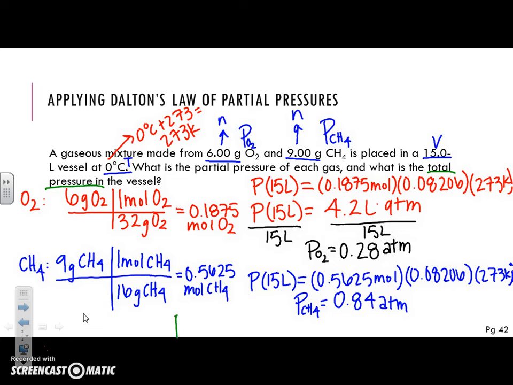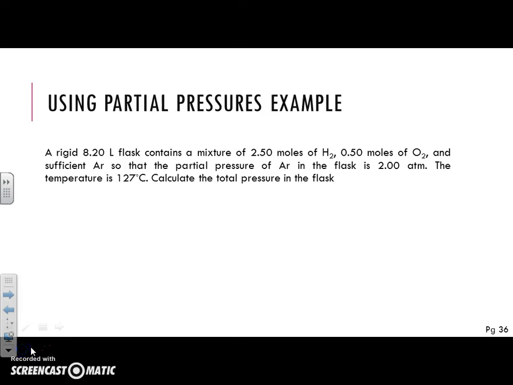The final step of this process is to find that last piece, the total pressure in my container. So to find the total pressure, I'm going to take the partial pressure of oxygen and add it to the partial pressure of methane, which is going to give me 1.12 atmospheres total. And just like that, we have solved a problem using both the ideal gas law and Dalton's law of partial pressures. Let's go ahead and have you try one on your own.